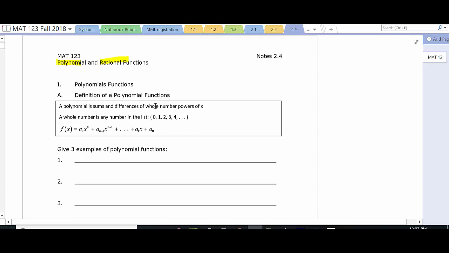So first of all, what a polynomial function is: you just take sums and differences. You add and subtract, and you use whole number powers of x, okay? So it's kind of helpful to know what a whole number is. A whole number just means you start with 0 and you just start counting on your fingers forever. Okay, that's what a whole number is. It just starts at 0.